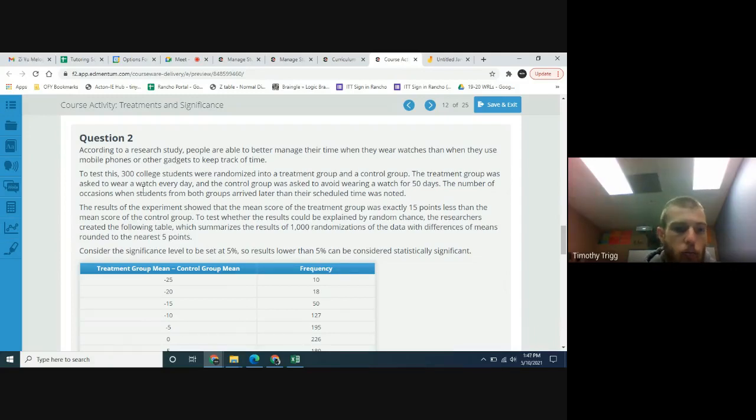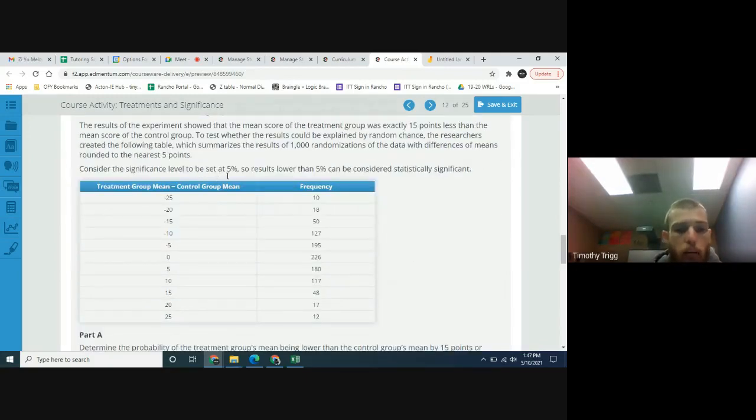The number of occasions when students from both groups arrived later than their scheduled time was noted. The results of the experiment showed that the mean score of the treatment group was exactly 15 points less than the mean score of the control group. To test whether the results could be explained by random chance, the researchers created the following table, summarizing the results from 1,000 randomizations of the data with different means rounded to the nearest 5 points. Consider the significance level to be set at 5%, so results lower than 5% can be considered statistically significant.